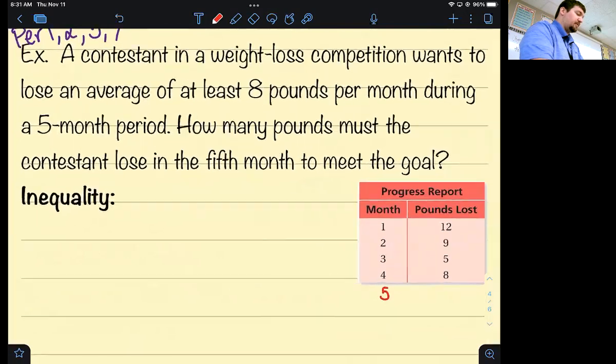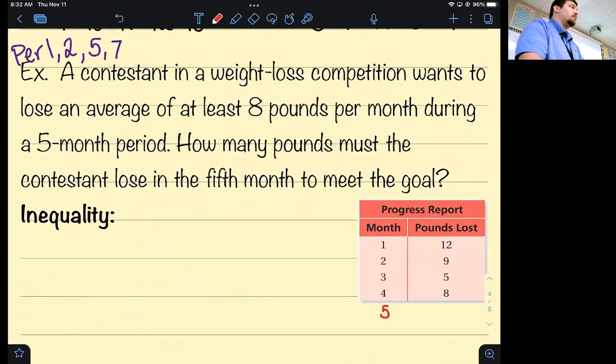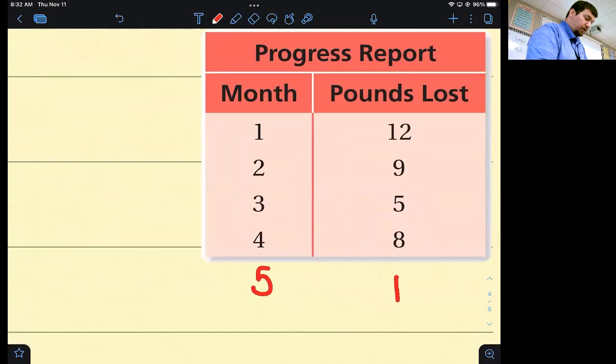What variable do you guys want to use for this? If you read that last sentence, it usually tells you what it is you're trying to solve for. It says how many pounds. You guys okay with using P for pounds? Okay. So in month 5, we're going to lose P pounds. We just don't know how much that is yet.